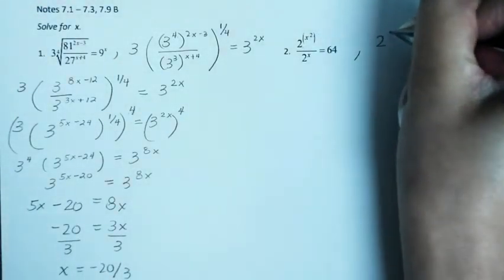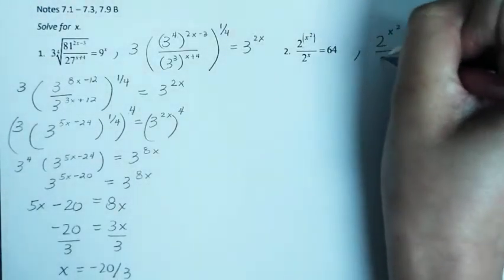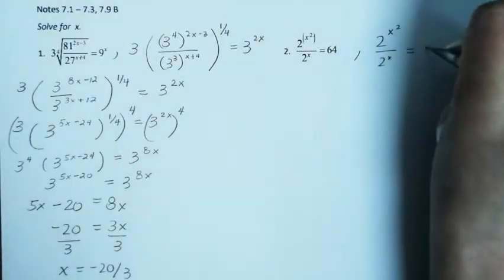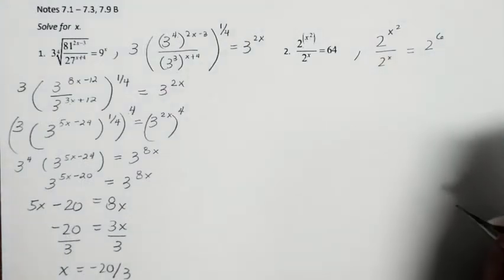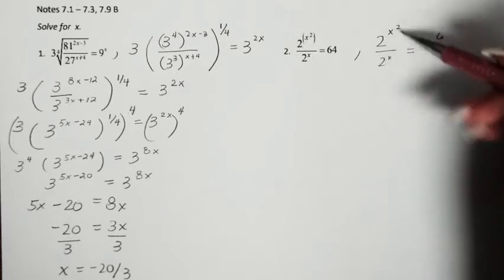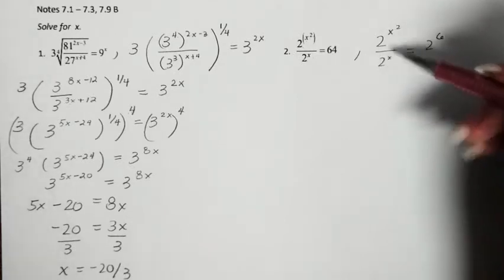Okay, so you have this guy, then we have this one, and then what is 64? Well, you know that 2 to the power of 6 is 64. So I can see all my 2's together there. Okay, so here I have two 2's, ironically.